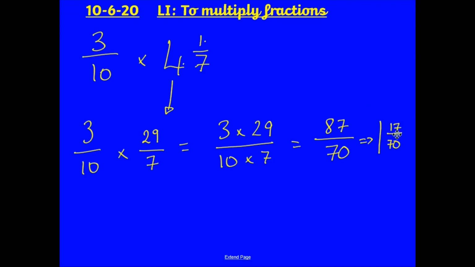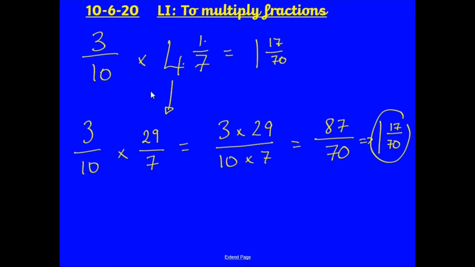And now, I would have to think, can this simplify any further? Well, 17 is a prime number. So unless this 70 can be divided by 17, it will not change. And I can tell you now that it will not be divisible. So therefore, my answer is 1 17/70. Okay, so 1 17 over 70.